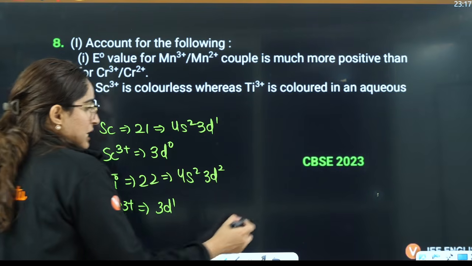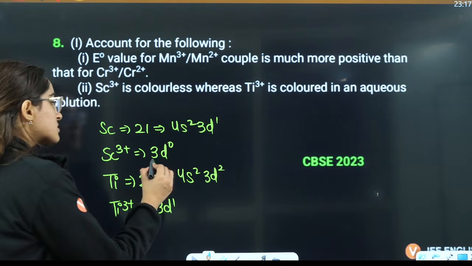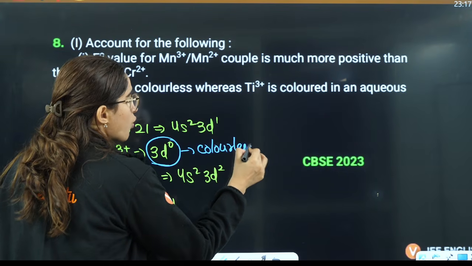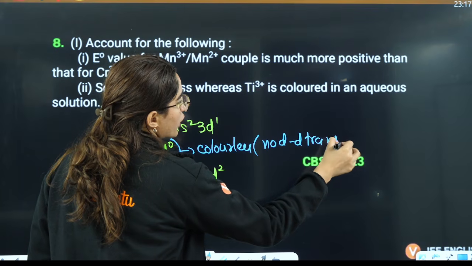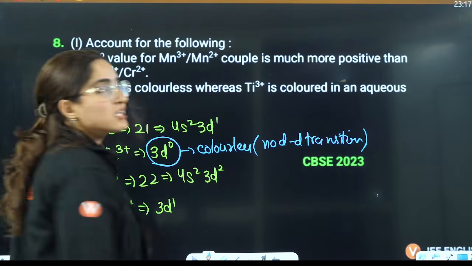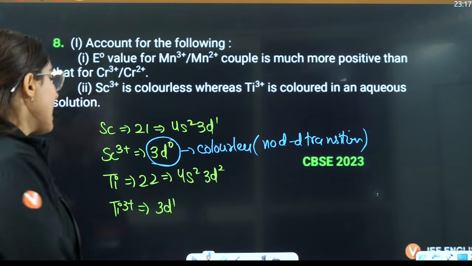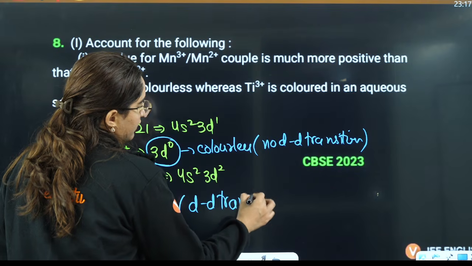Now see this thing here. This is 3d0. That is why it is colorless, because there is no dd transition. This is what you will write: why d0 and d10 are colorless? Because there is no dd transition. In this case, there will be dd transition which will make it colored.